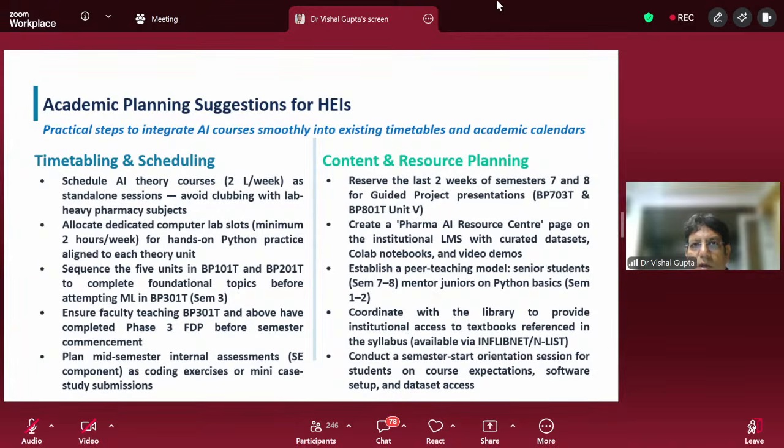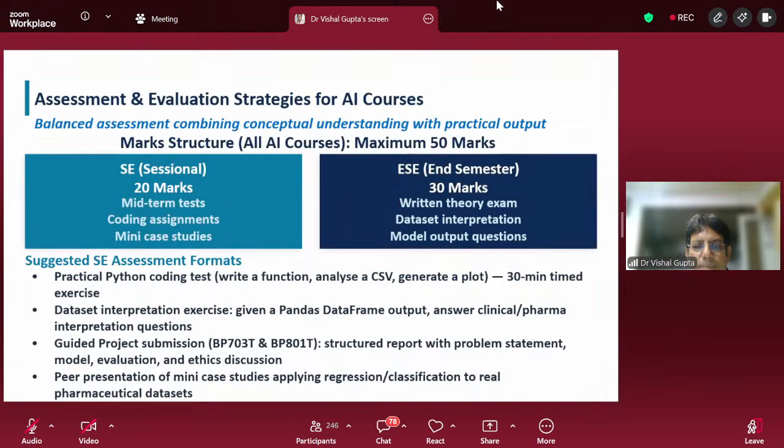This is very, very vital. These subjects cannot be taught in the initial phase within the 30 hours. You have to take additional orientation and additional classes to bring students on board, and then only you will be able to teach them. In the assessment also, there are 20 marks.